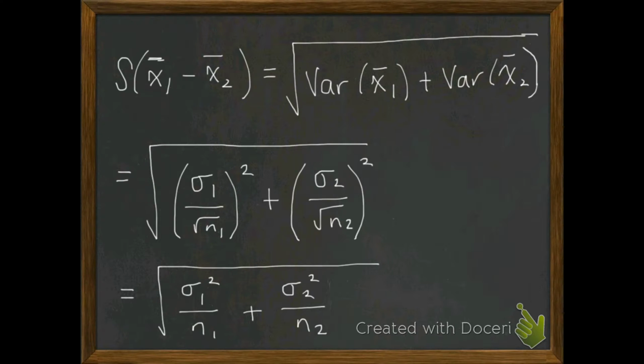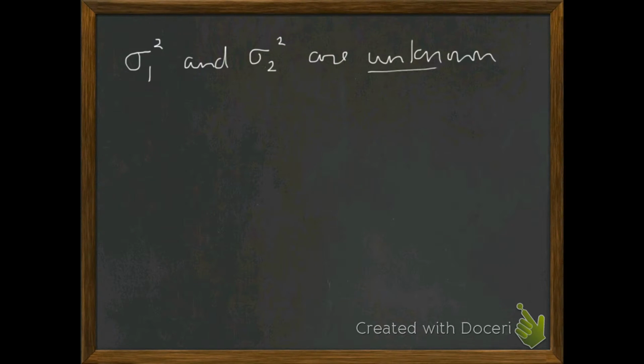Now, typically sigma 1 and sigma 2, the standard deviations of the populations, are unknown. Not always, but typically they are. So the obvious measurement to use to estimate the variance of population 1 would just be the sample variance, and similarly, the sample variance from population number 2.